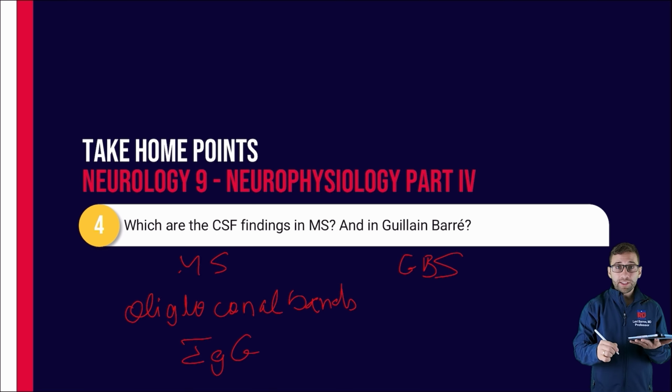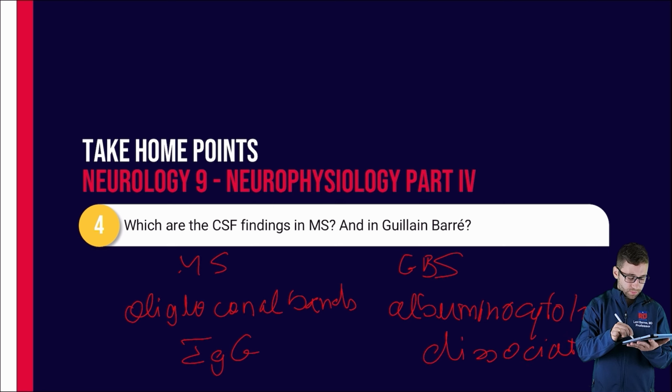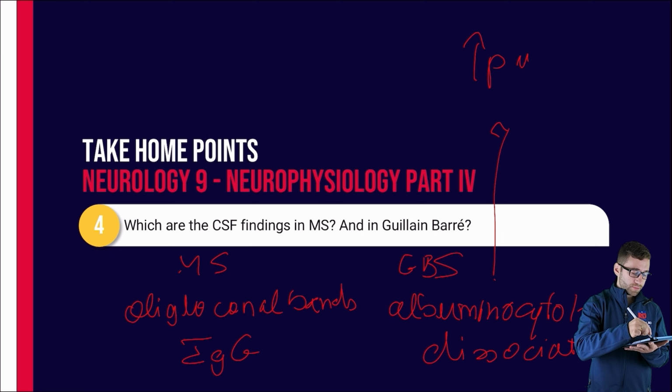In Guillain-Barré syndrome, CSF analysis typically shows an elevated protein level without a corresponding increase in white blood cells, a finding known as albuminocytologic dissociation. This indicates that the blood-nerve barrier has been disrupted, leading to protein leakage into the CSF. So, a lot of proteins, but normal white blood cells in the CSF, okay?